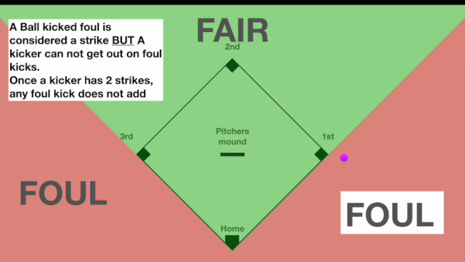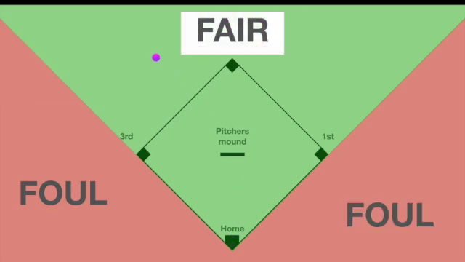When you are playing a game, baseball, softball, or kickball, a foul is counted as a strike. However, you cannot get out on strikes. So you might get 2 strikes from either missed pitches or whatever, or kicking foul balls. But if you kick another foul ball after 2 strikes, you are not out. You can keep on trying to kick.